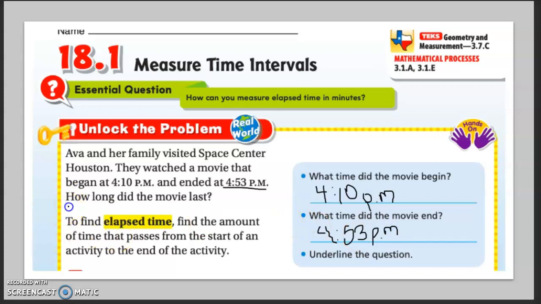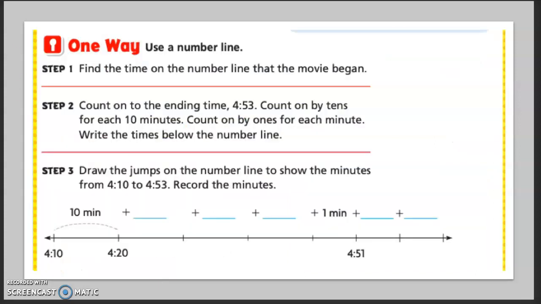So the question says, how long did the movie last? So we want to find what we call elapsed time. Elapsed time is the amount of time that passes from the start of an activity to the end of the activity. So in other words, it's asking for how long did it take for something to happen. So one way we can find this is to use a number line.